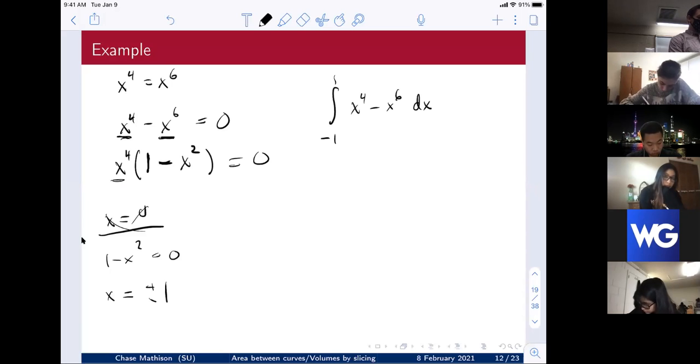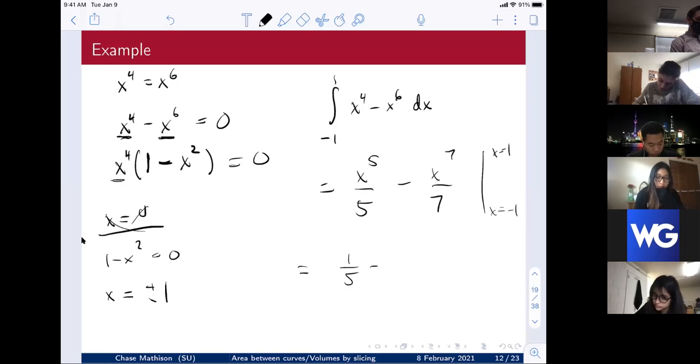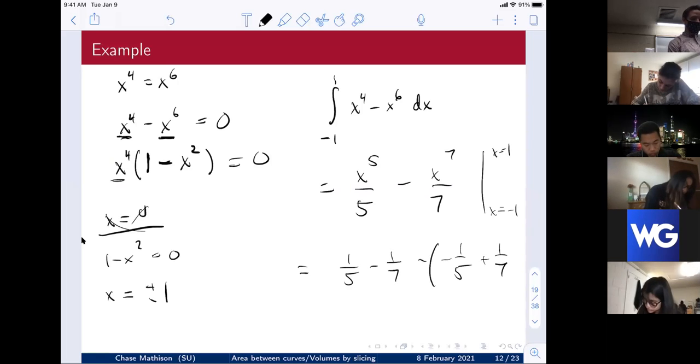All right, and to be quick, this is x to the 5th over 5 when I integrate x to the 4th, minus x to the 7th over 7 when I integrate x to the 6th. I evaluate at x equals 1 and x equals -1. So that's going to give me 1/5 minus 1/7 minus -1/5 plus 1/7 when you plug in the negatives.